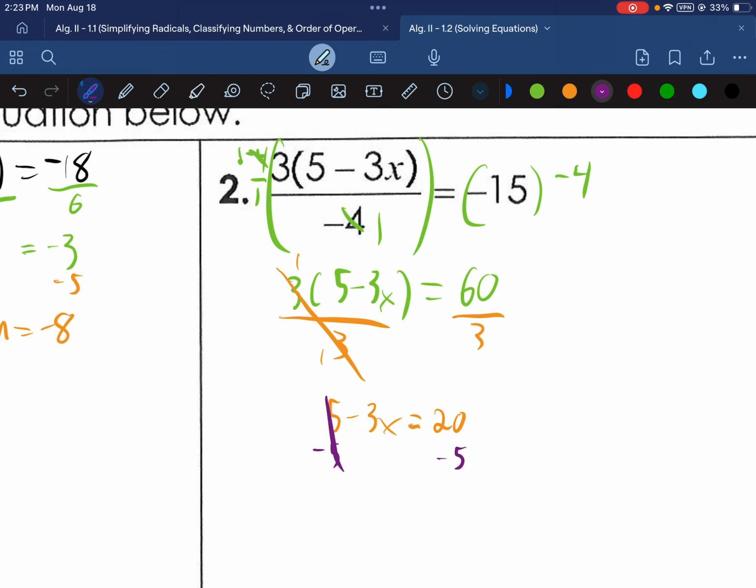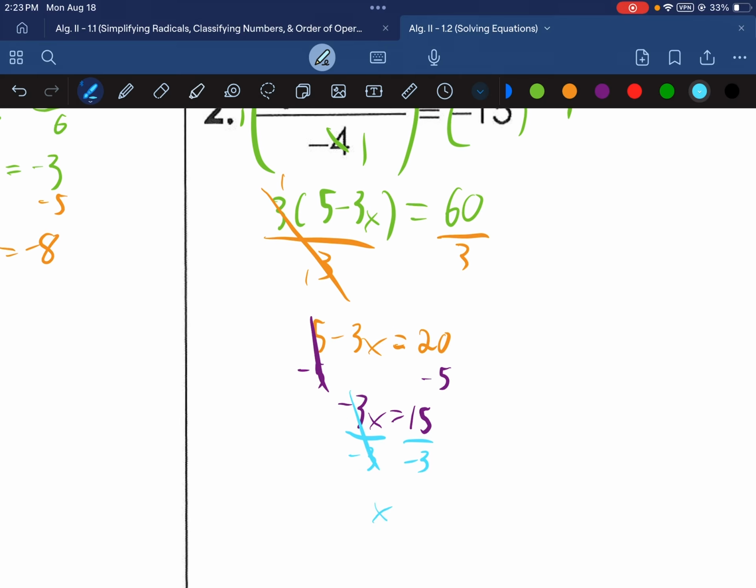So now as I subtract 5, I get negative 3x is equal to 15. Now I have my variables on one side, my numbers on the other, so now is the time for me to divide to undo that multiplication by dividing by negative 3. And I get x equals negative 5.